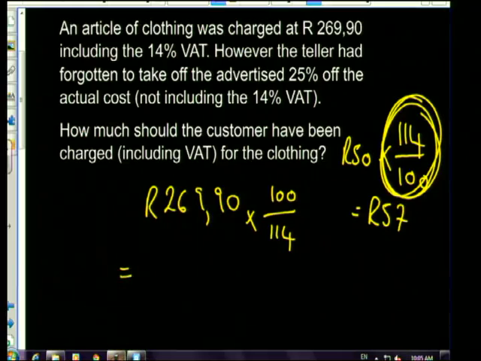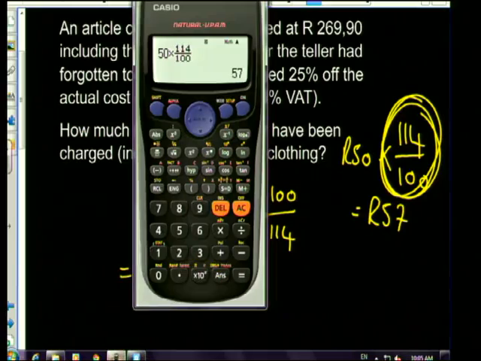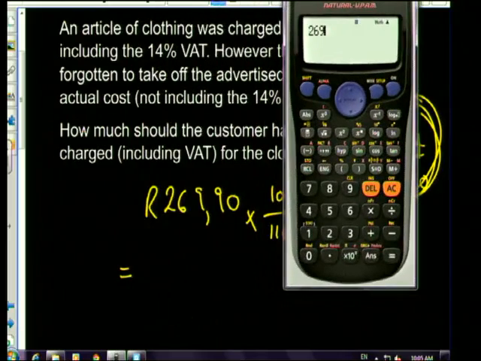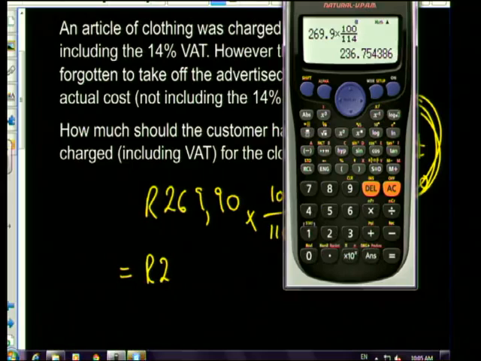So out comes our calculator again, and we're going to say, right, I have got 269.90 multiplied by 100 over 114 equals, and here we get an answer of 236 Rand 75 cents. 236 Rand and 75 cents. So that's how much the clothing cost before the VAT was added.